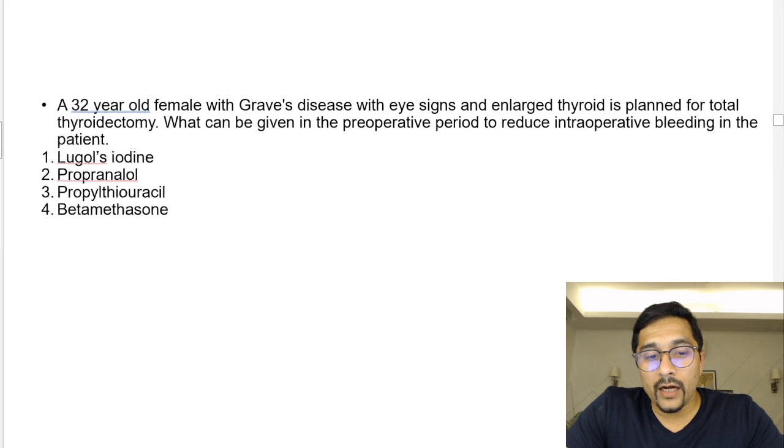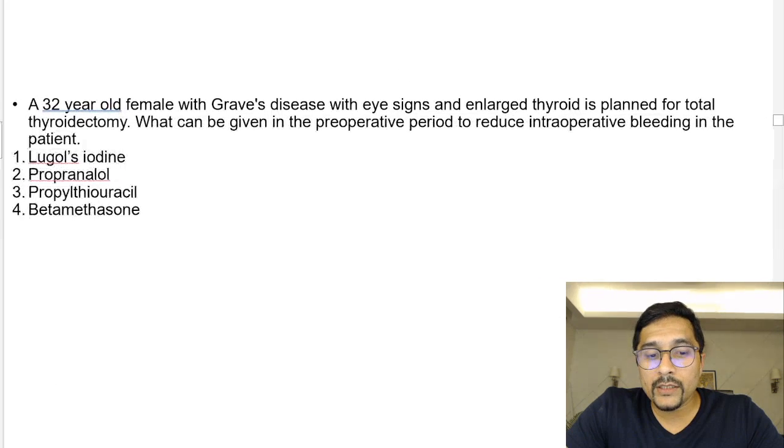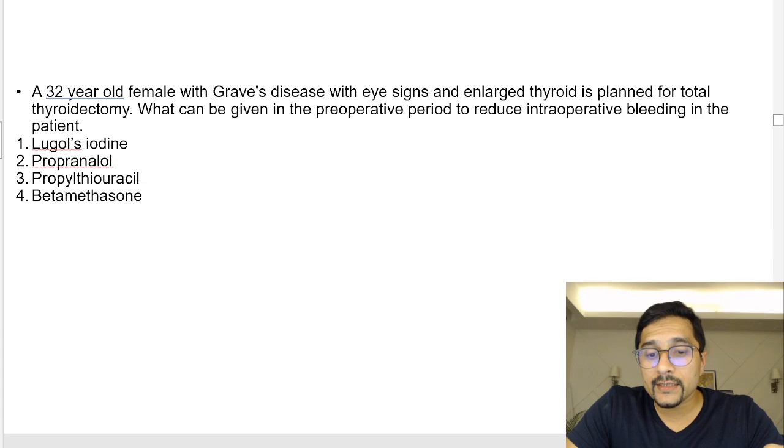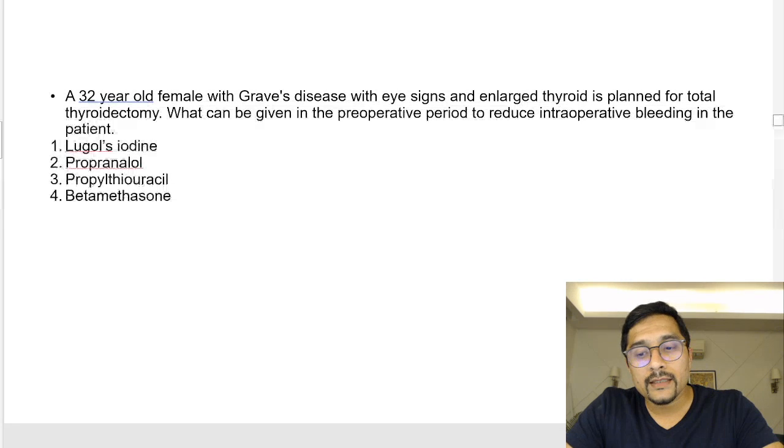Another question regarding hyperthyroidism. You have a 32-year-old female with Graves' disease, with eye signs and enlarged thyroid. She's planned for total thyroidectomy. What can be given in the preoperative period to reduce intraoperative bleeding in these patients? This is a simple one.